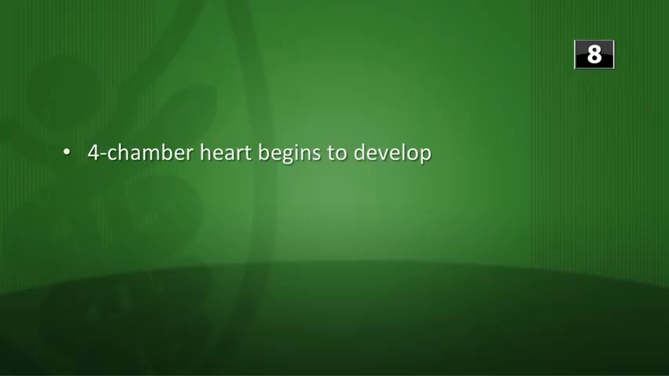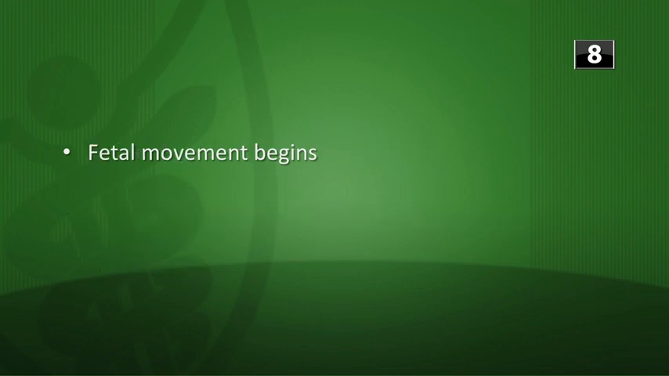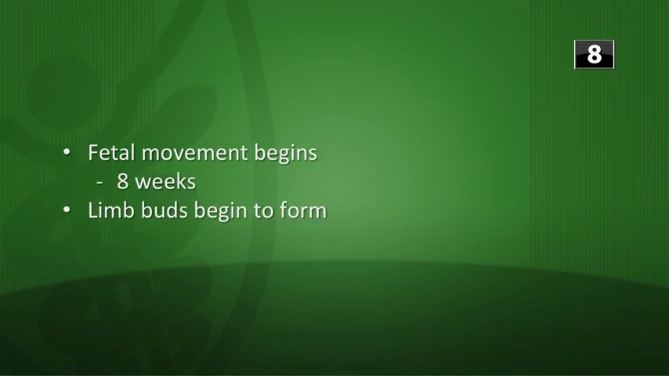And the last question, at what developmental age do each of the following events typically take place? So the four-chambered heart begins to develop. That's at 4 weeks. Remember, four-chambered heart, week 4. Genitalia begin to take on visible sex-specific characteristics. That's at 10 weeks. Fetal movement begins. Movement makes you think of gait. Gait rhymes with 8, so this is 8 weeks. And then limb buds begin to form. That's 4 weeks. 4 limbs, week 4. So that's the end of the end of session quiz.